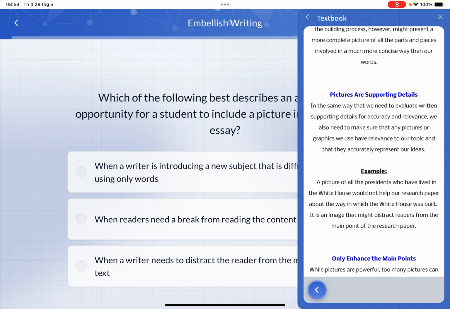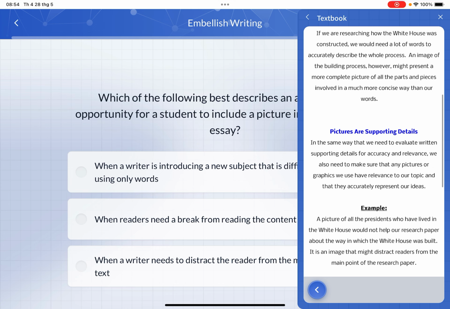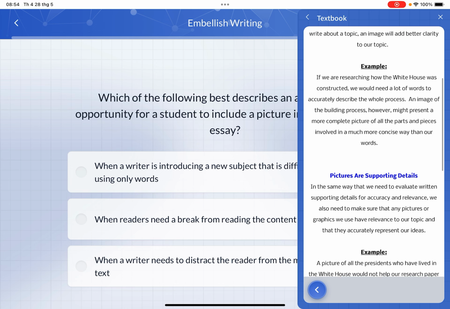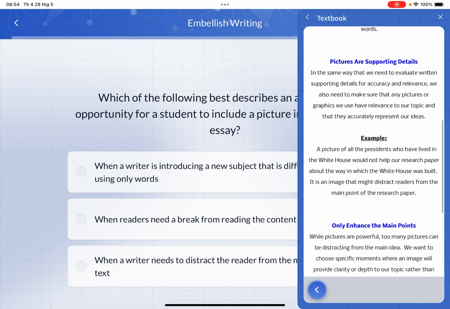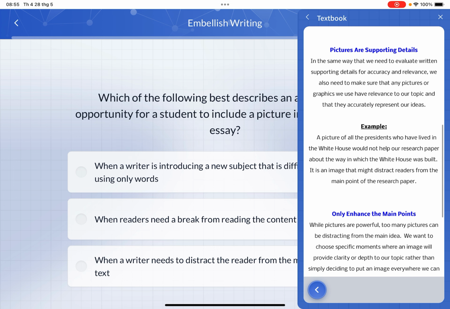Okay. In the same way that we need to evaluate written supporting details for accuracy and relevance, we also need to make sure that any picture or graphic we use has relevance to our topic, and that it accurately represents our idea. So remember, pictures are very important. They are really needed in writing, but pictures have to support our details, to support our writing.